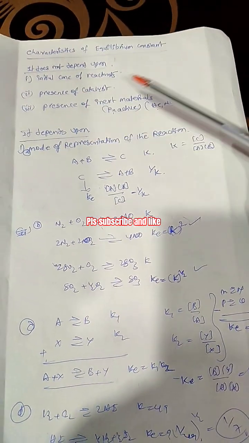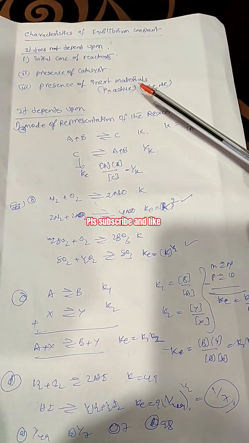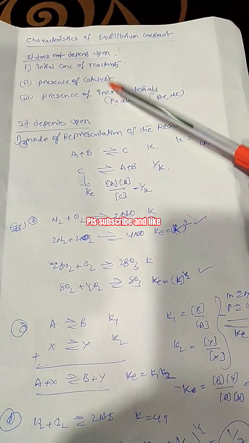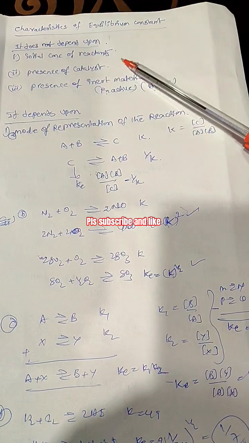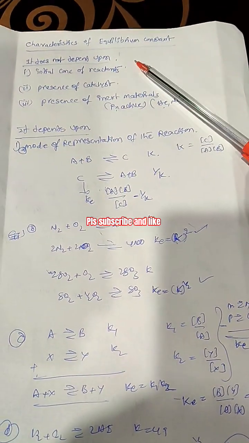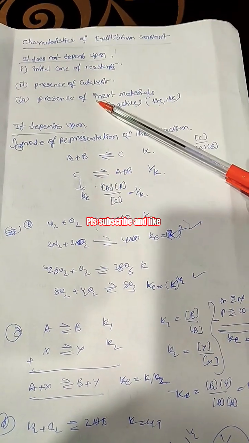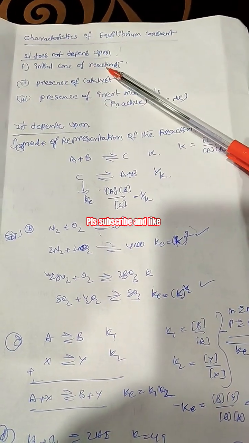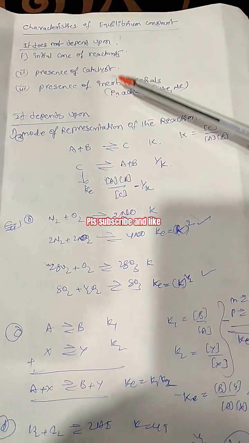And also the presence of inert material. If you add inactive material, that is helium, neon, whatever it may be, it does not affect the equilibrium constant. We know a catalyst helps to approach equilibrium as early as possible, and also affects the direction, but it does not depend upon the equilibrium constant. These are the three important points you have to remember: the equilibrium constant does not depend upon the initial concentration of reactant, the presence of catalyst, and the presence of inert material.